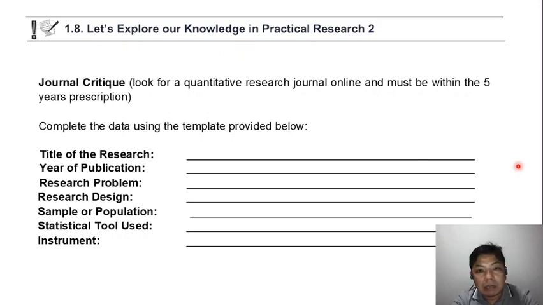So, what is the title of the research na nakita nyo? Kailan siya pinublish? What is the research problem? Anong research design yung ginamit? What are the sample or population? Sino yung mga population involved? Anong statistical tool ang ginamit? At anong instrument ang ginamit? Okay, so yun yung gagawin nyo for the journal critic.